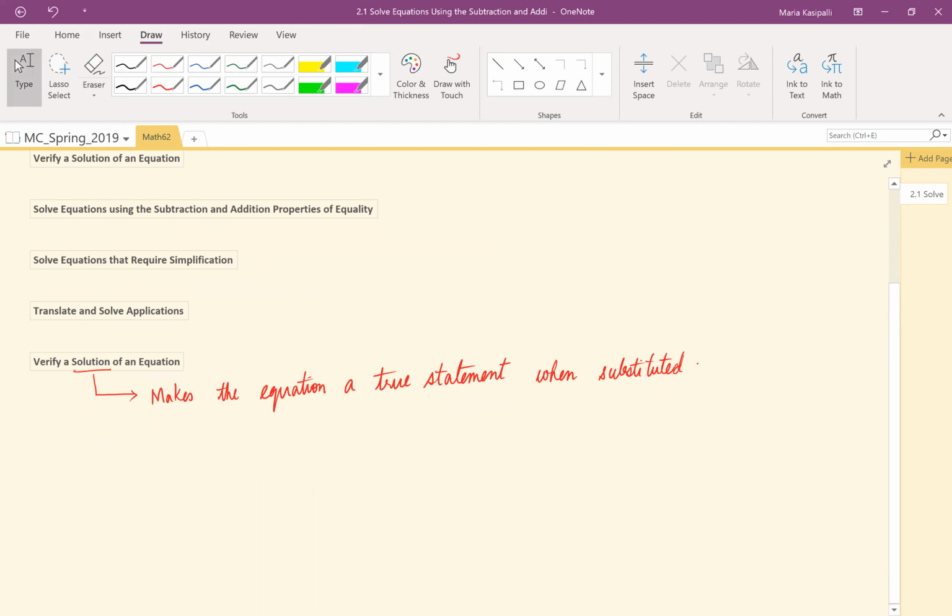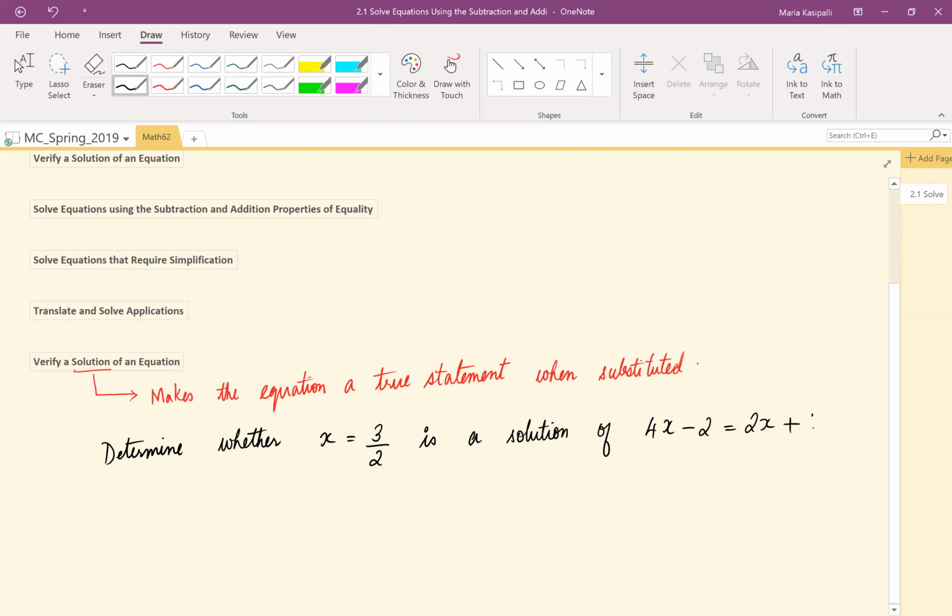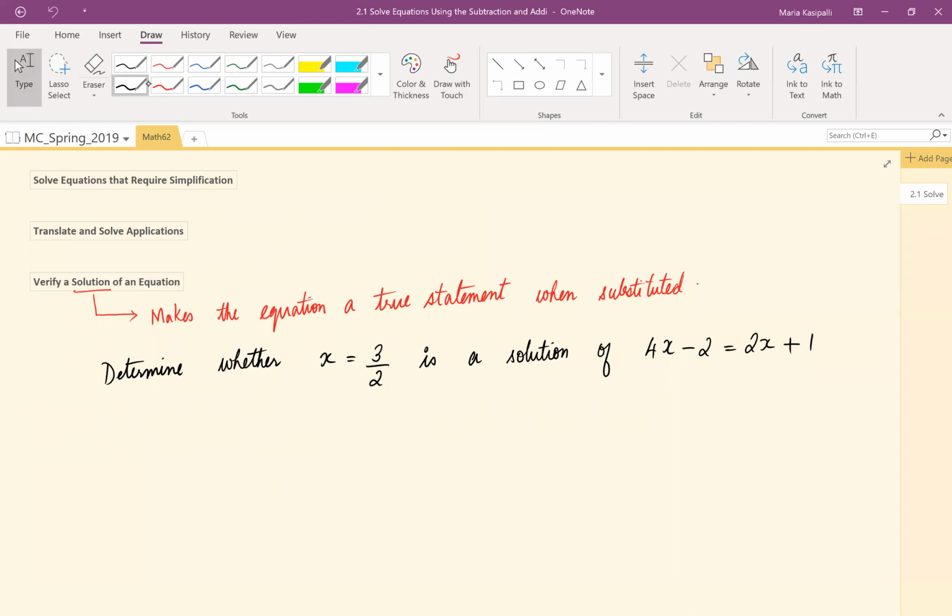So let's try this using an example here. Determine whether x equals 3 over 2 is a solution of 4x minus 2 equals 2x plus 1. So let's take the equation. I'm going to write that equation here down. 4x minus 2 equals 2x plus 1.